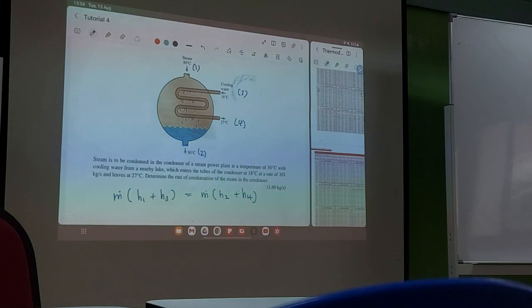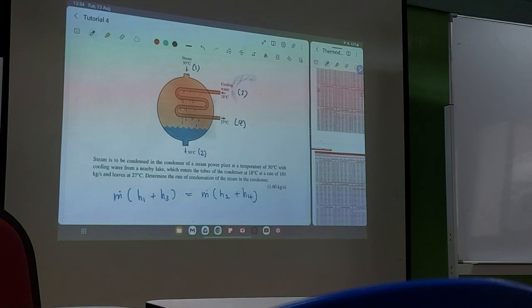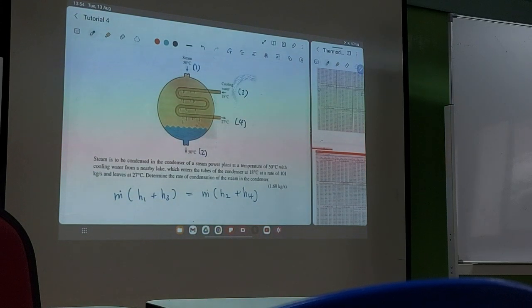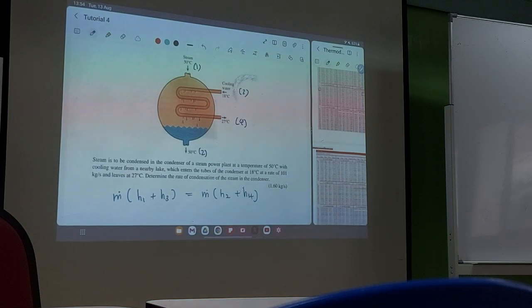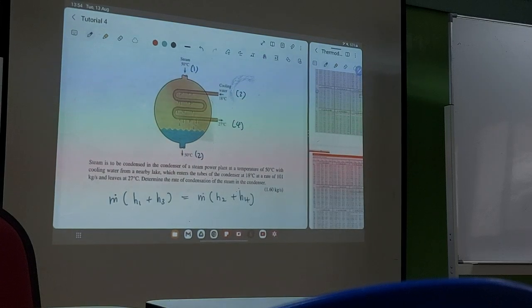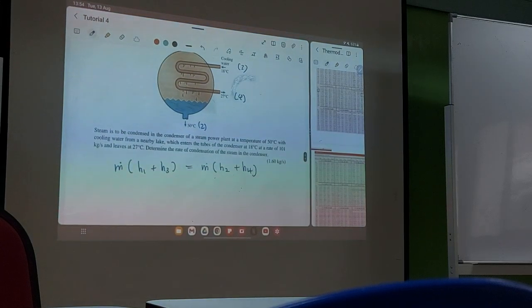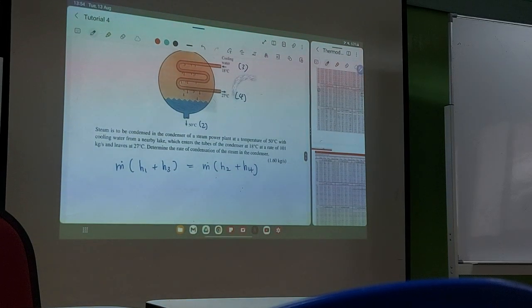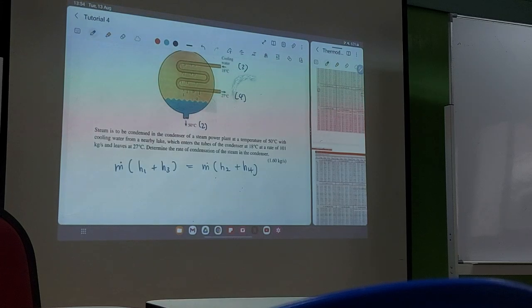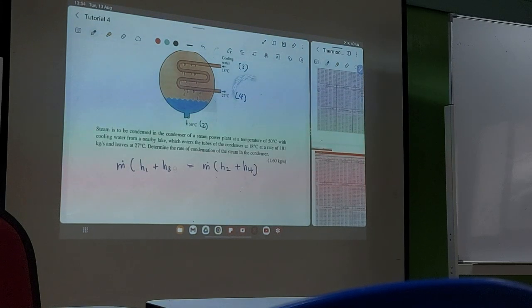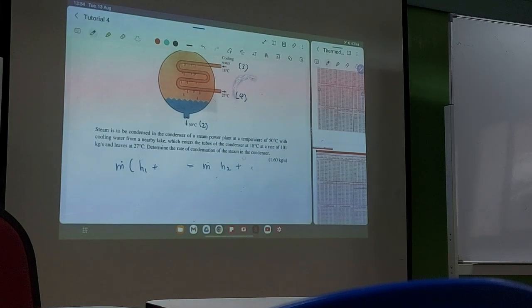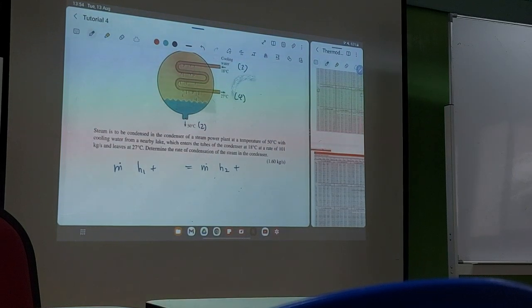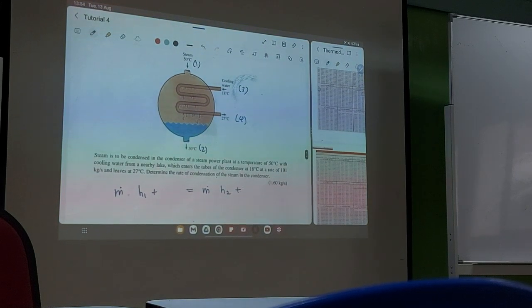Okay, now let me think how to say, how do we talk about this? So the rate of condensation of the water, meaning what you are looking for is, oh wait, sorry, the way that I write here is actually wrong. Let me change a bit here. So H1 is actually for the steam, right? Let's call it steam.